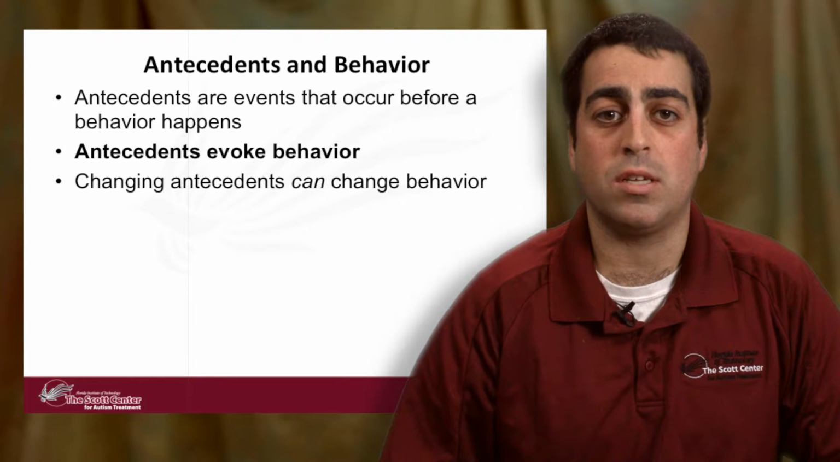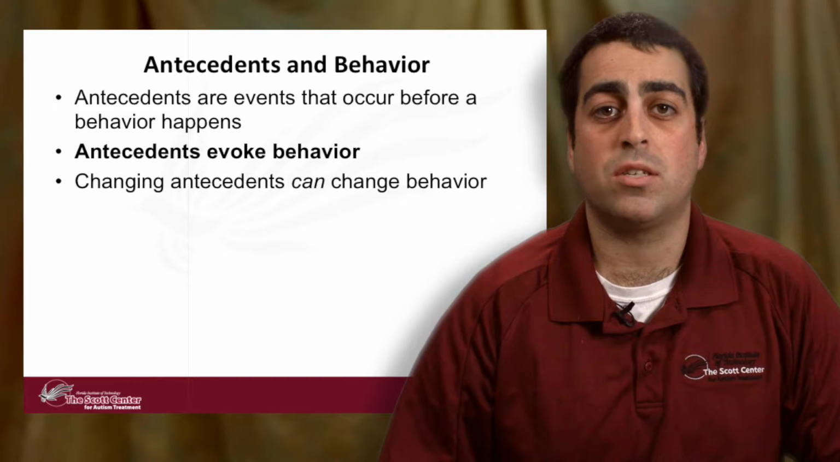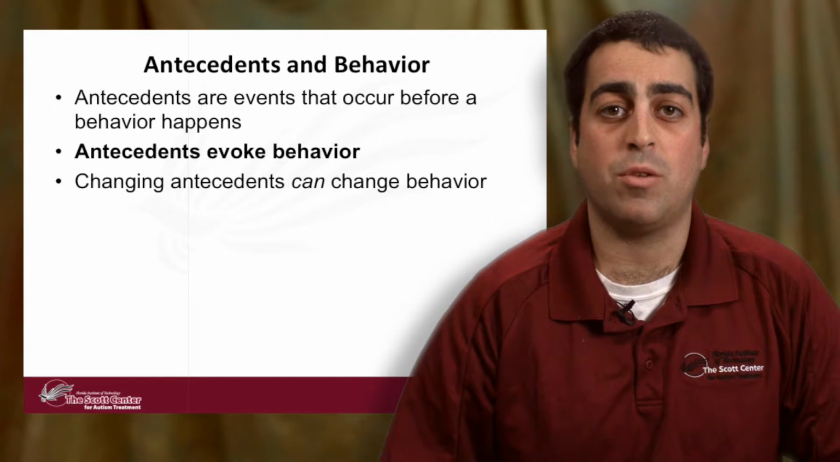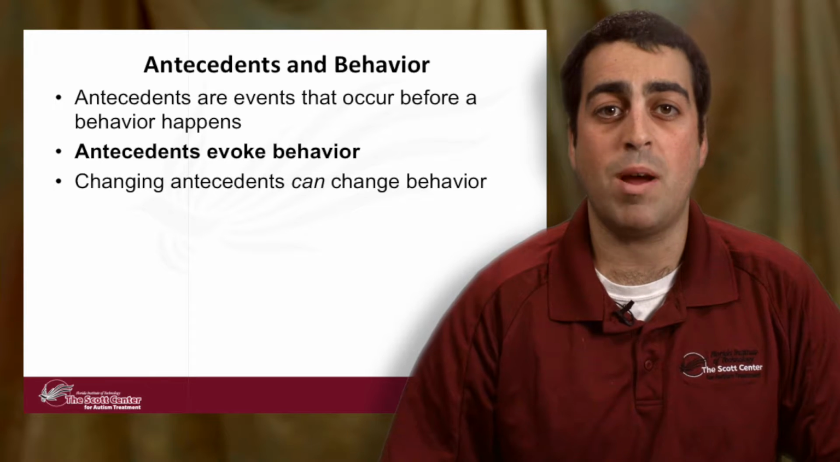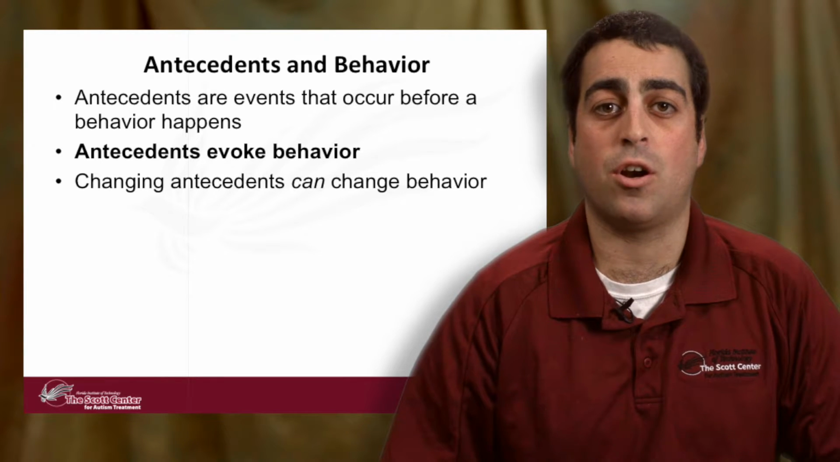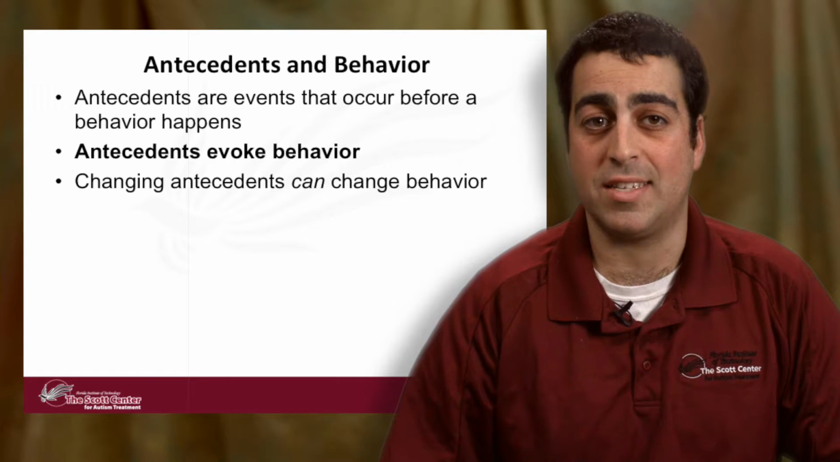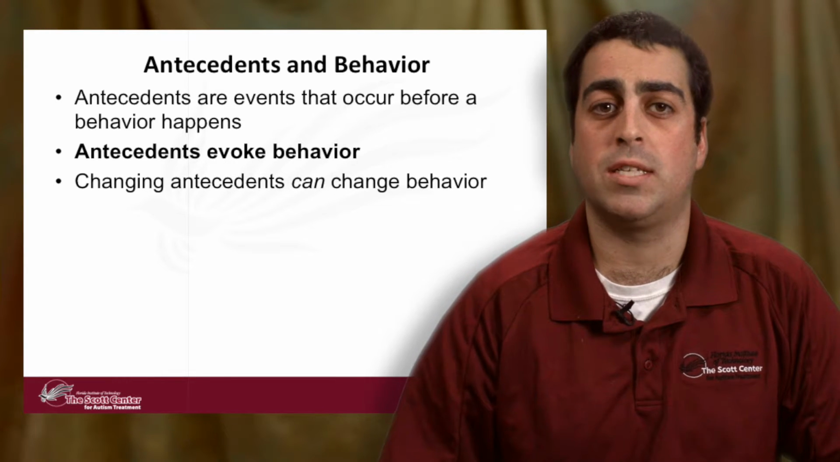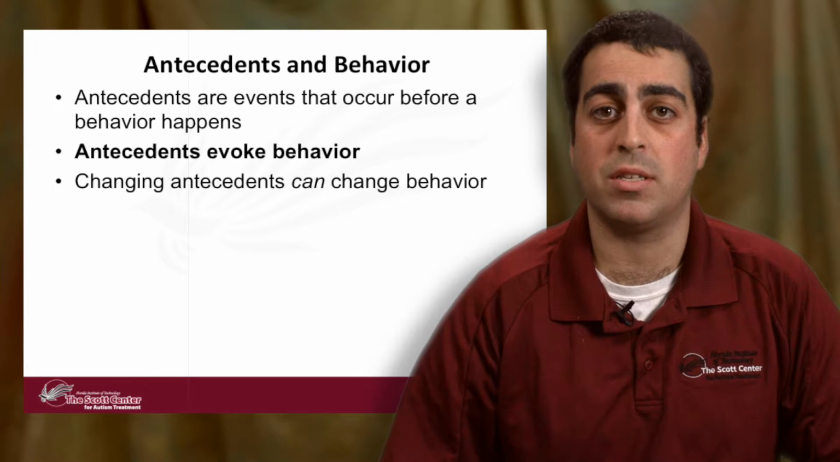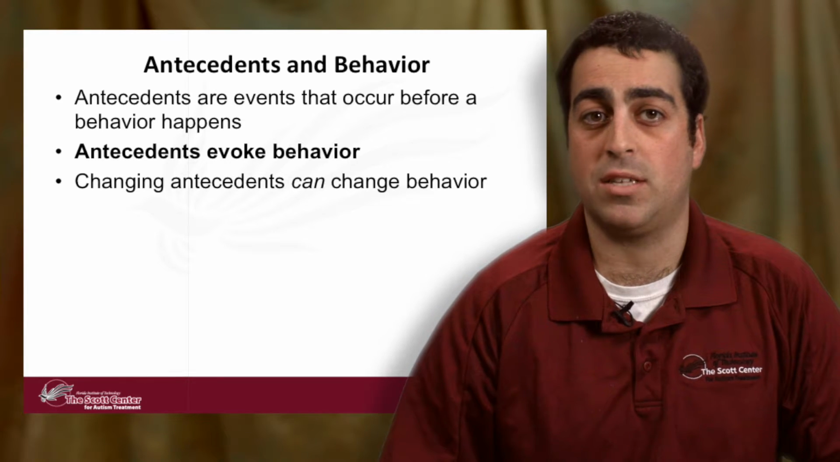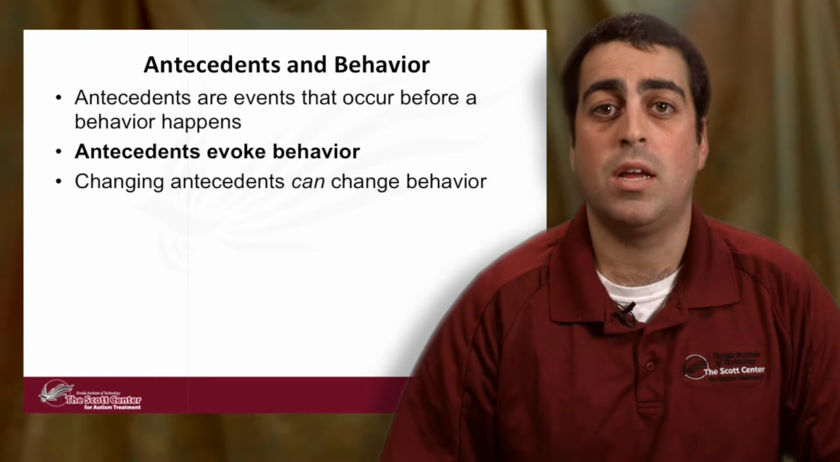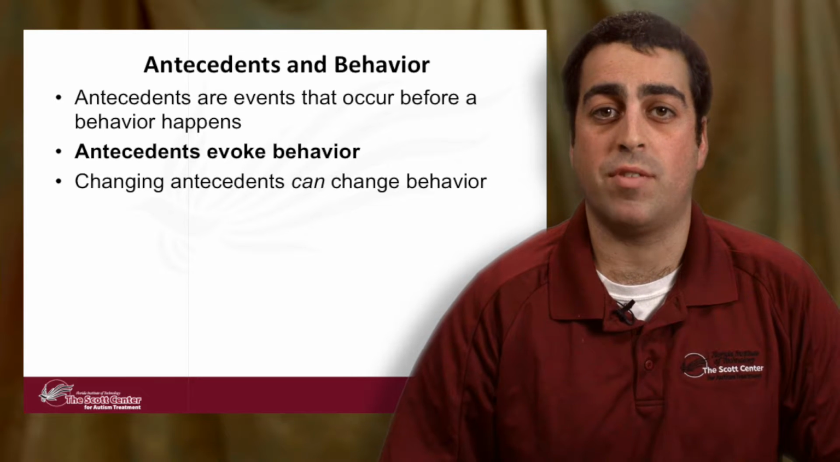Antecedents and consequences are the causes of behavior. We're going to spend a few minutes talking about how they can cause certain behaviors to happen. Remember that antecedents are events that occur before the behavior happens. Usually, when we talk about antecedents, we're talking about events that occur right before the behavior happens, not events that happened last night or last week. These events can be a wide variety of things.